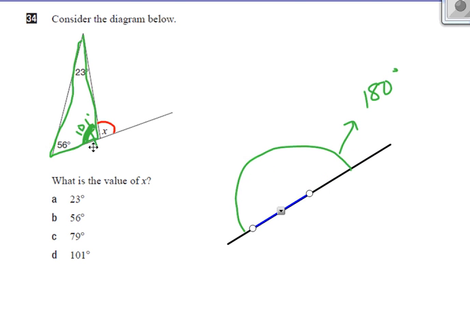Now, this straight line, let's go back to the diagram. Here's the straight line that x sits on. Oh, that was messy, but whatever. Here's the straight line that x sits on.